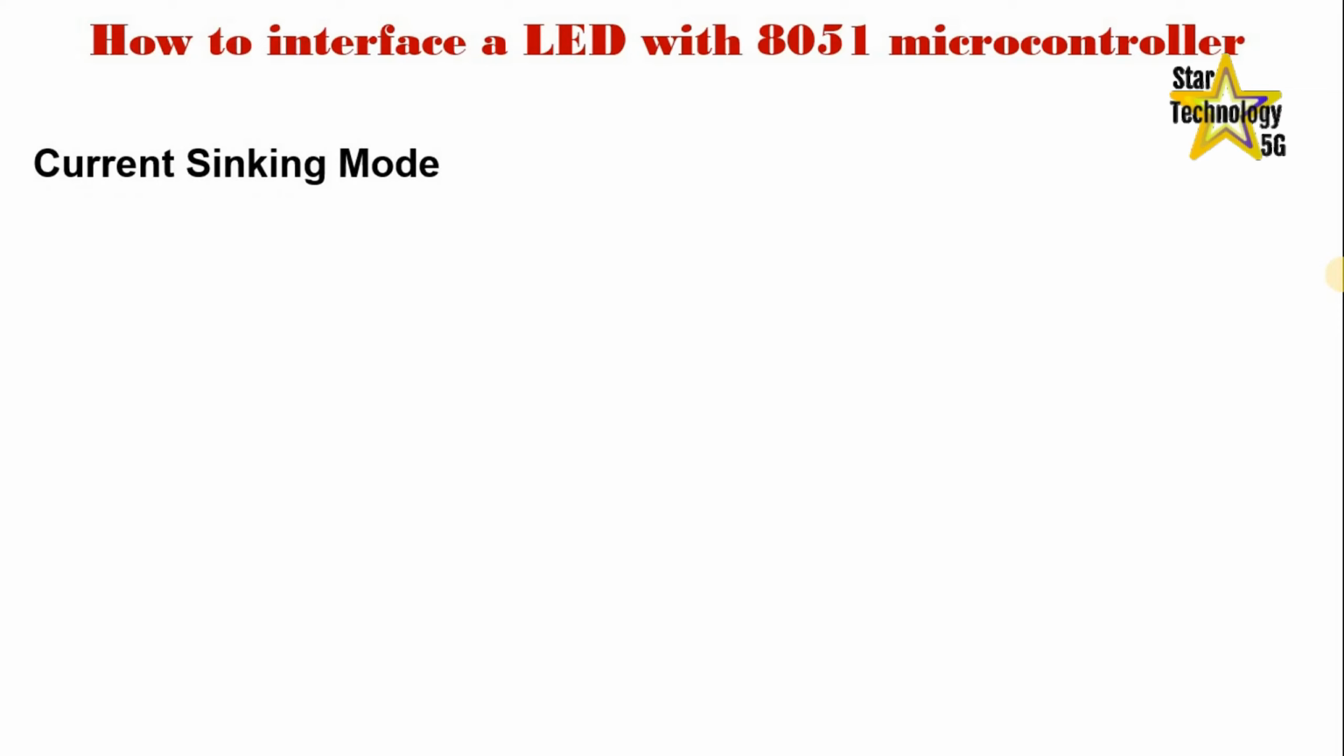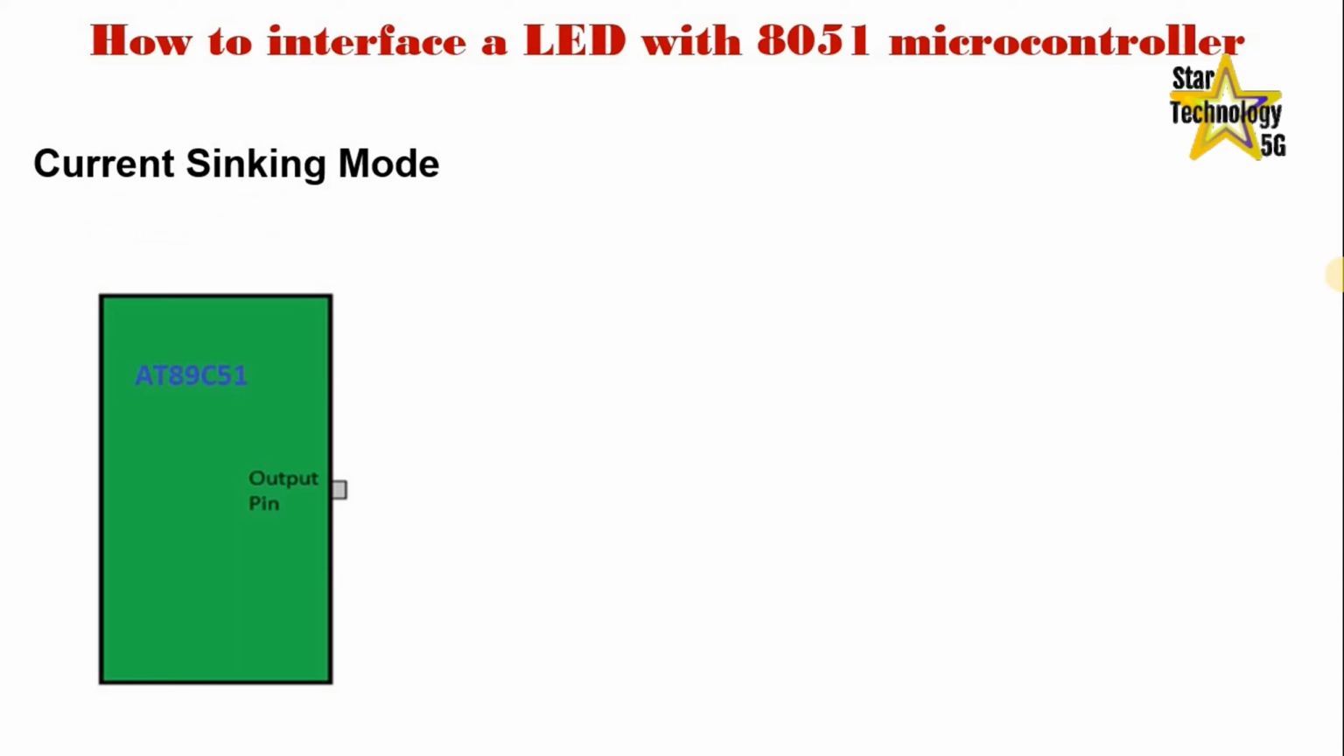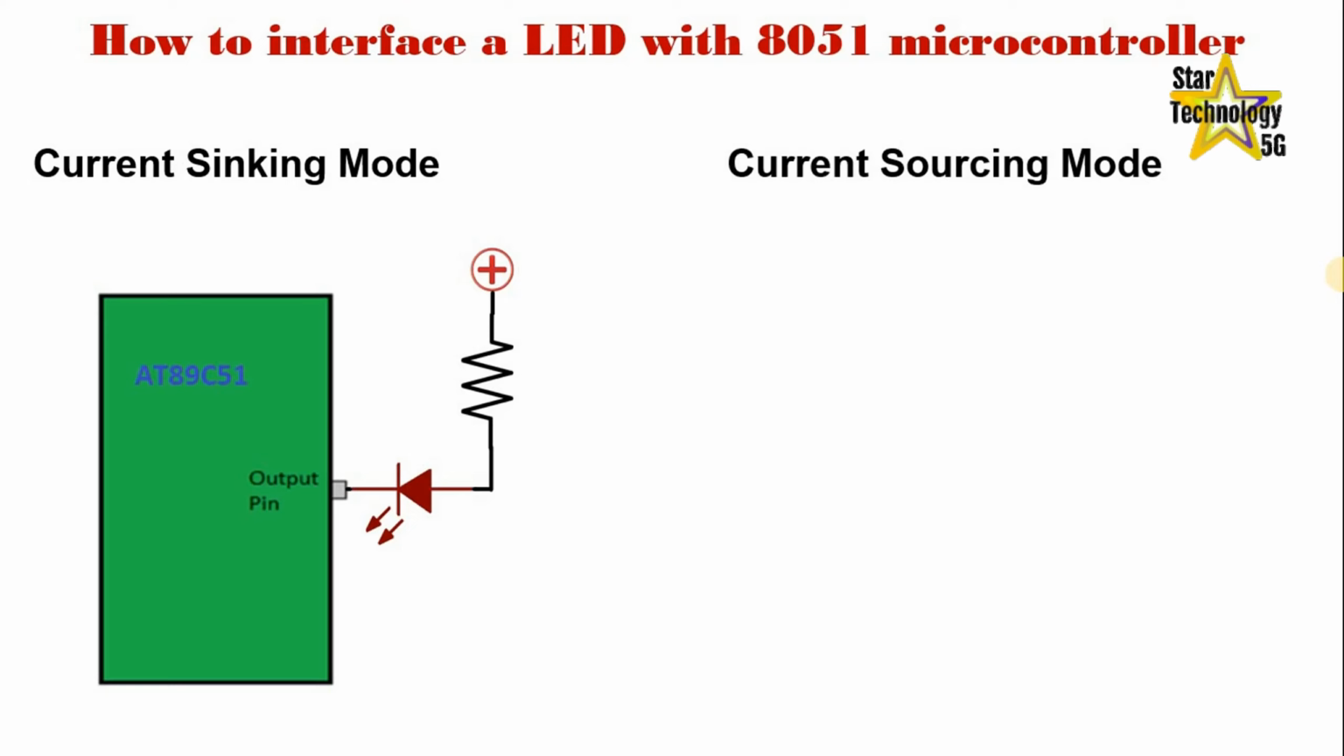Current sinking mode. In the current sinking mode, the cathode leg is connected to the microcontroller output port, and the anode leg of the LED is connected to the positive 5 volt power supply through a current limiting resistor. The LED is turned on when the output of the microcontroller is at logic 0.